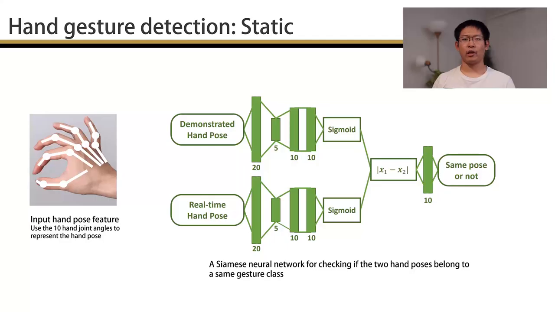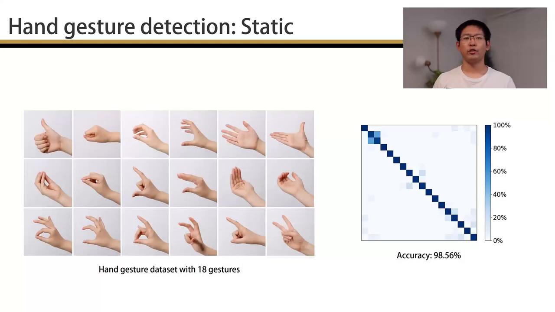Next, I will explain detection algorithms used in our system. We use the 10 hand joint angles to represent a static hand pose. During detection, the input hand pose and the demonstrated hand pose are put into a simple Siamese neural network together. The network then tells whether the two hand poses belong to the same gesture. We train the Siamese neural network with 18 different gestures to make sure it can effectively identify the hand poses.